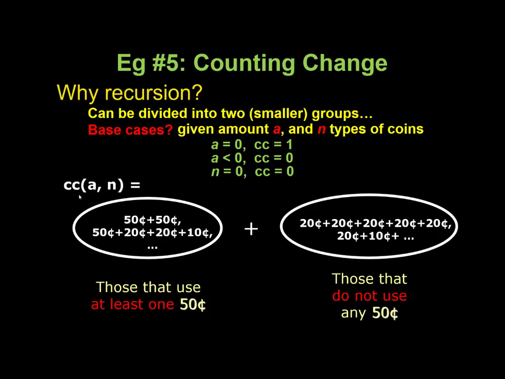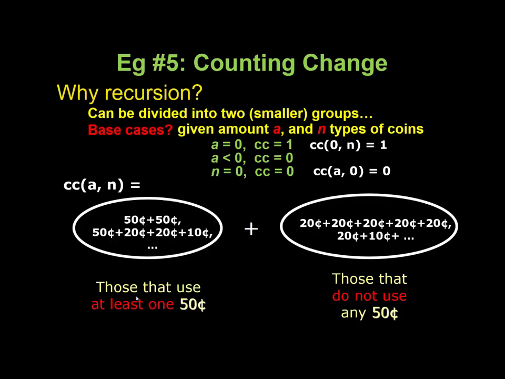Now we write the number of ways to change the coin for amount A with number of types of coins n equal to this plus this. So for this base case, A equal to 0, the number of ways is 1. This is written as CC 0, n equal to 1. And for this case, n equal to 0, we have CC A, 0 equal to 0.